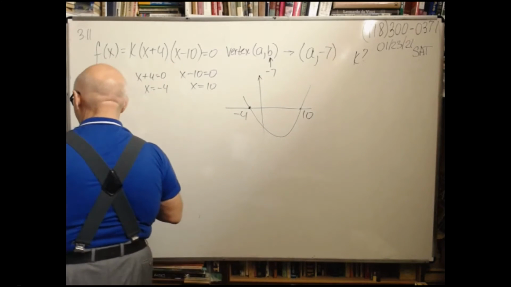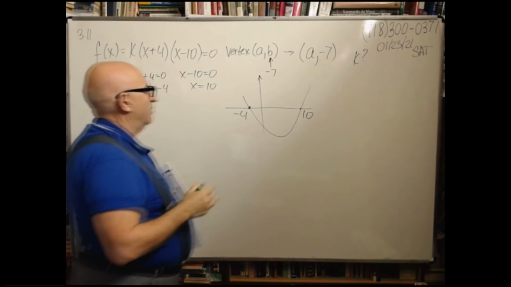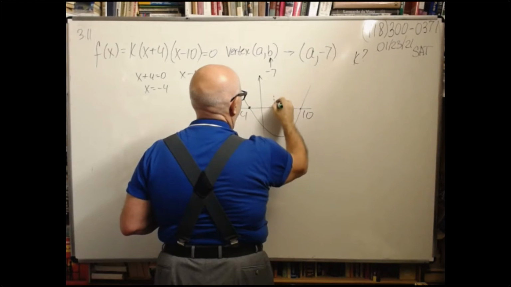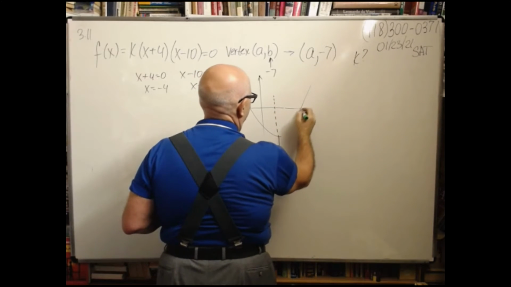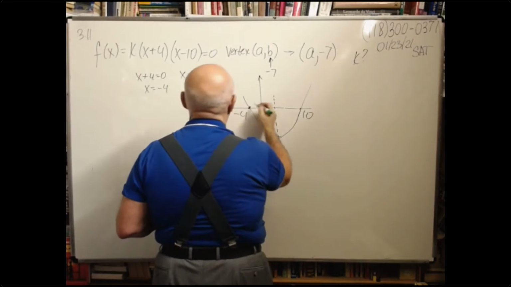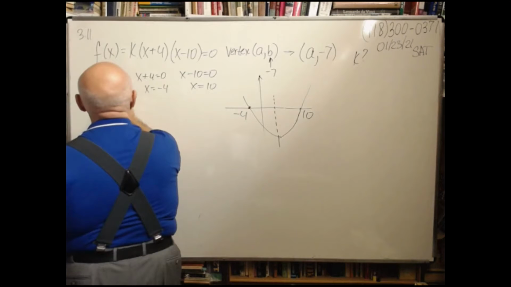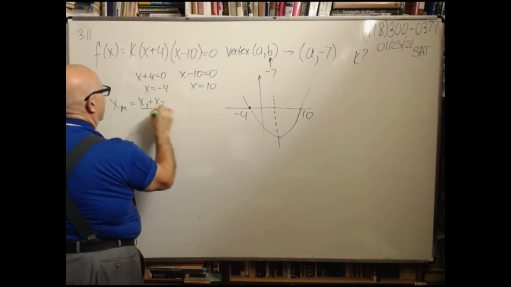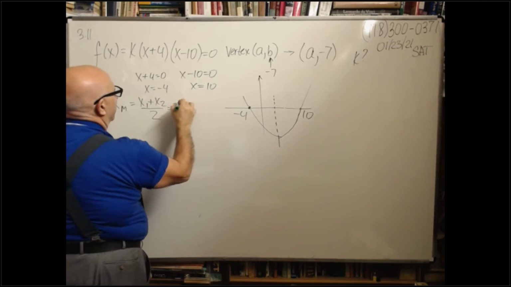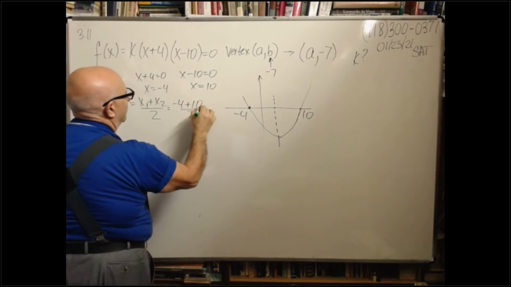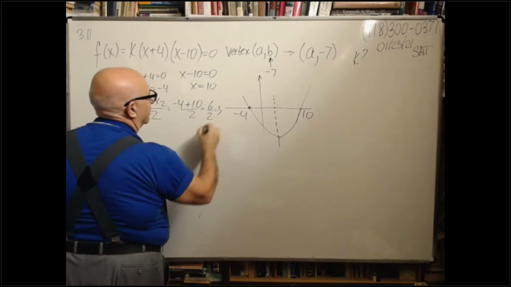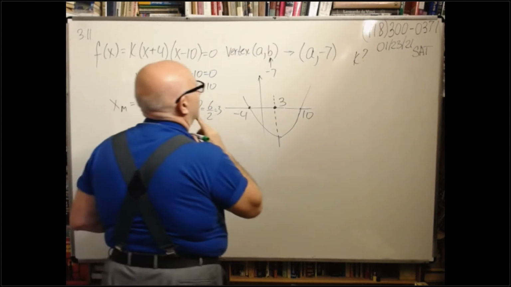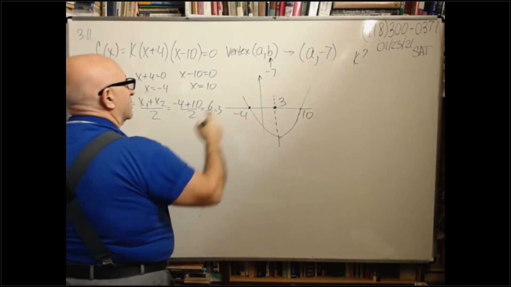Okay. Now, you know, parabolas are very symmetrical, always symmetrical. And the vertex belongs to the midpoint. So how to find the midpoint? X midpoint equals x1 plus x2 divided by 2. In our case is -4 plus 10 divided by 2, which is 6 divided by 2, which is 3. Excellent, this is 3. So you know the vertex is at x equal to 3.